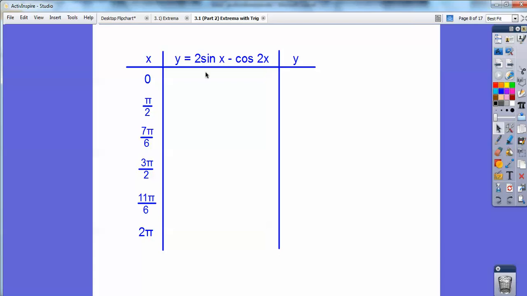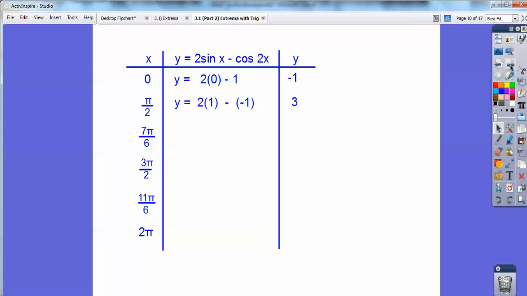So I'm going to plug in 0. The sine of 0 is 0. The cosine of 0 is 1. So here I get 0 minus 1 gets me the y value negative 1. I'm going to plug in pi over 2. The sine of pi over 2 is 1, so 2 times 1. And the cosine, this is 2 times pi over 2, which ends up being pi. The cosine of pi is negative 1. All right, so I get 3 on that one because it's 2 minus a minus 1.